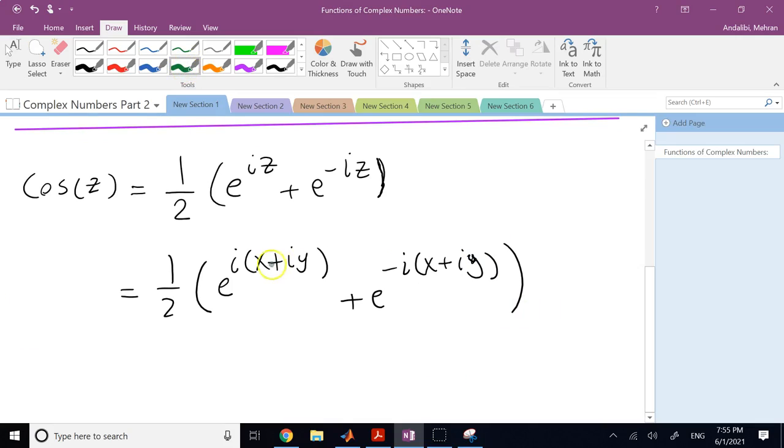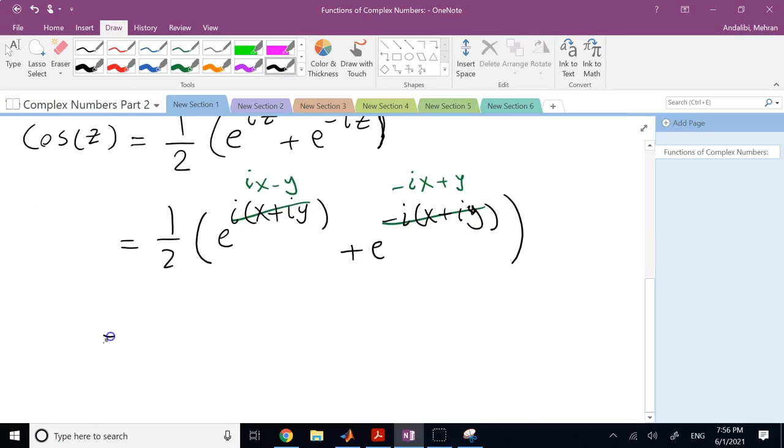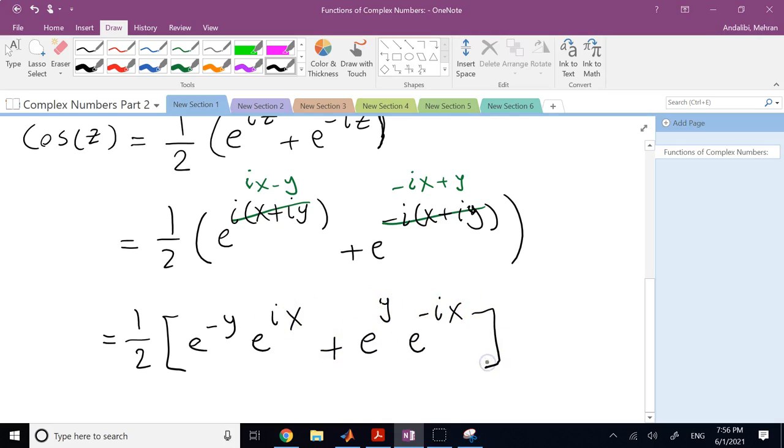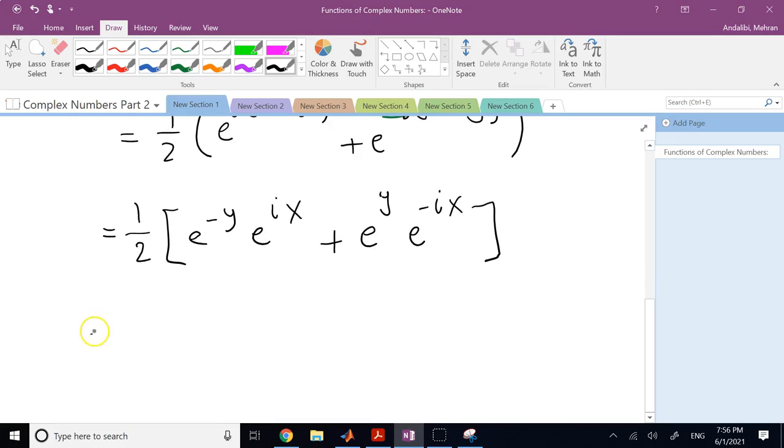And if you simplify it, this is going to be ix minus y, and this is going to be negative ix plus y, correct? Because you have i squared, which is negative 1. Here you have negative i squared, which is positive 1. And if you expand it now, you know, this is exponential, correct? And so this is going to be e to the negative y times e to the ix. This is going to be e to the positive y times e to the negative ix. Right? And then for e to the ix and negative ix, you can write their definition.